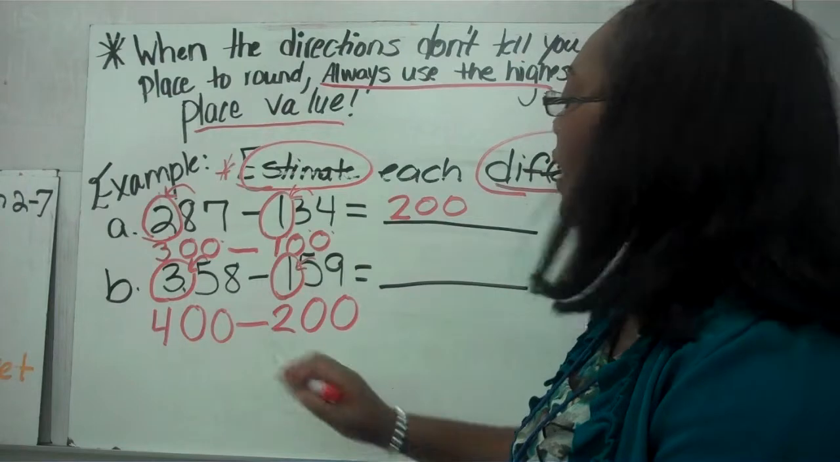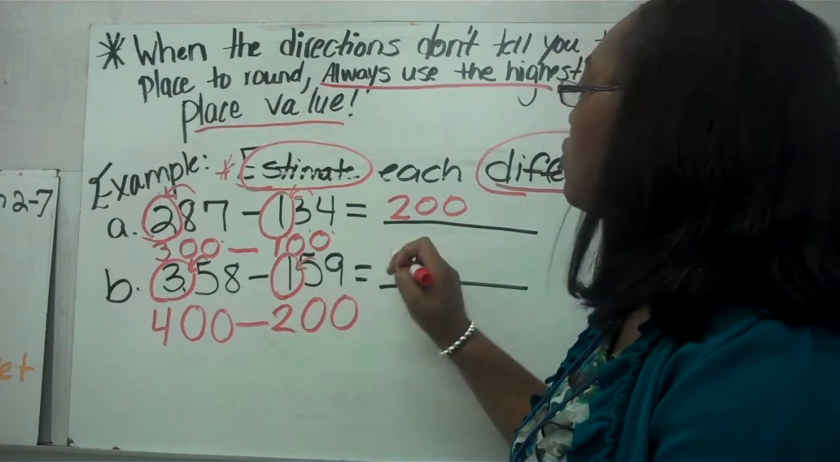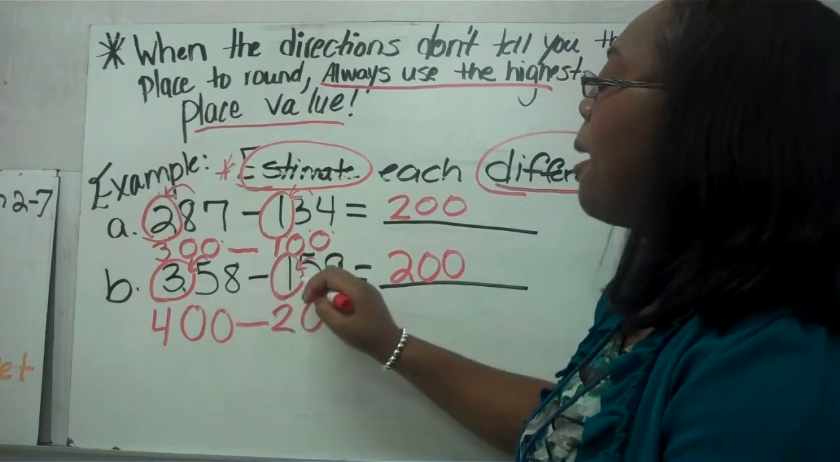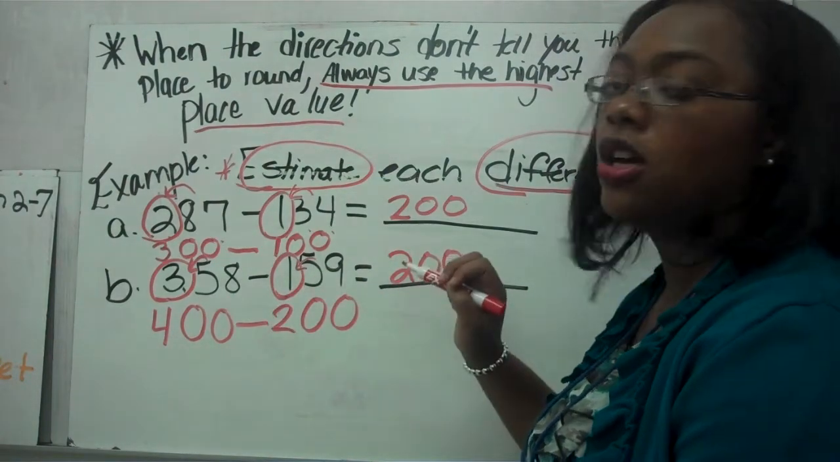And now I can subtract. 400 minus 200 equals 200. So 358 minus 159 is about 200.